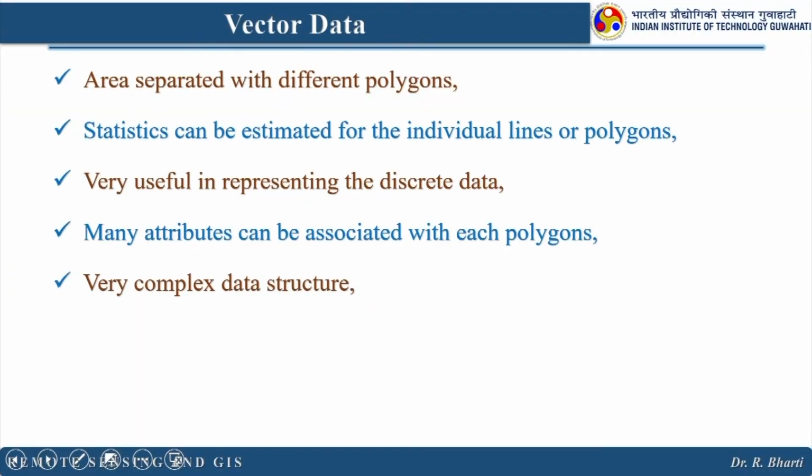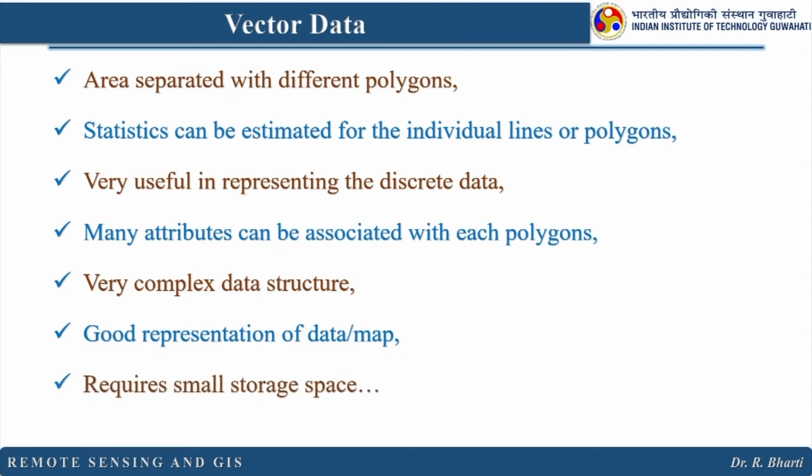Next is very complex data structure, because you can save many columns and many parameters. Good representation of data and map, because here you can provide different colors, texture. So the representation or the visualization of your data will be very good. Requires a small storage space, because everything will be stored in ASCII format or in the values. So you don't need much space for saving such vector data.